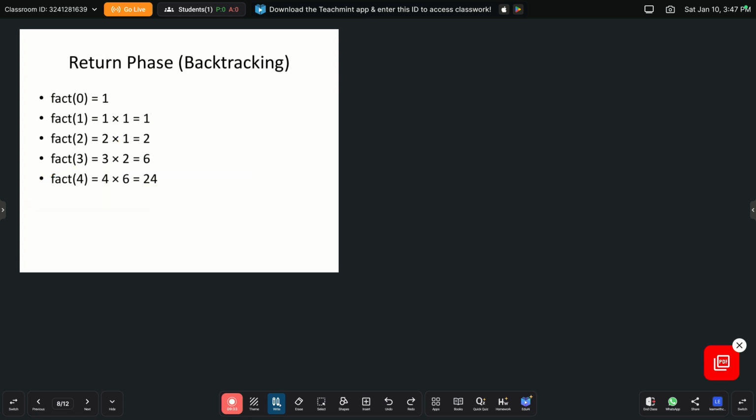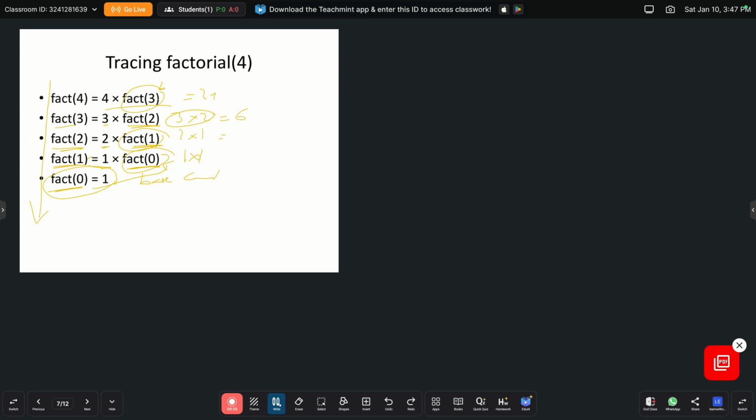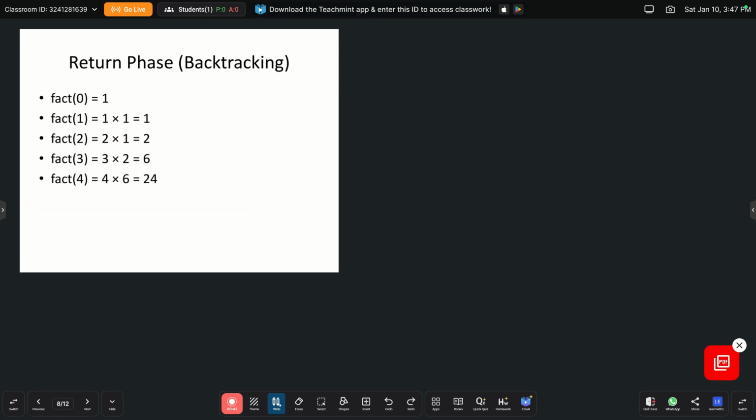Now, evaluation. Evaluation means from where we evaluated. Do you evaluate factorial of 4 directly? No. Do you evaluate factorial of 3? No. We evaluated from the base condition. What is the base condition? Factorial of 0. So that is the thing. Factorial of 0 equal to 1.